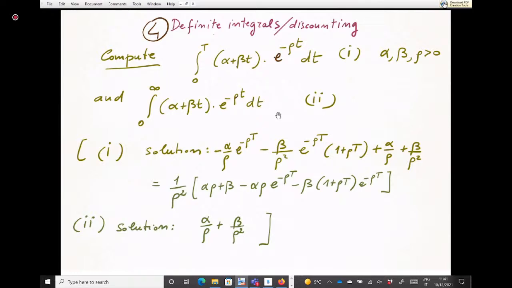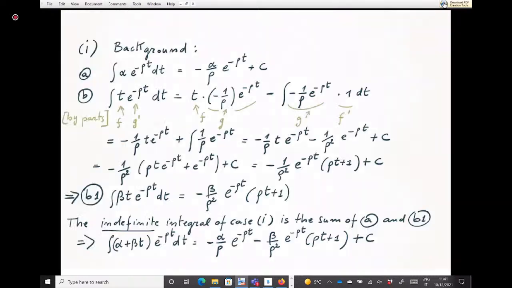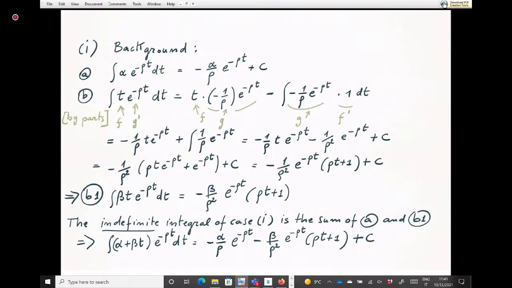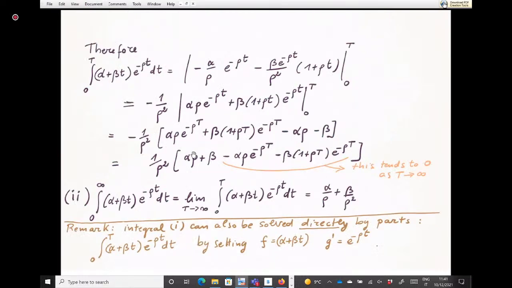So my suggestion is that you solve this by parts, in one step. Here there is just a review exercise of things that we already studied before. You can just have a look at it. But I would like to suggest you to try to solve it directly by parts, okay?